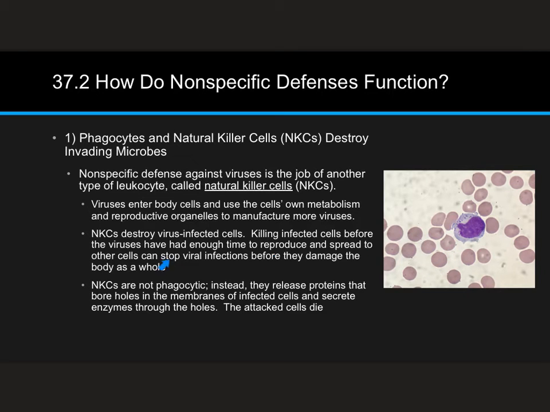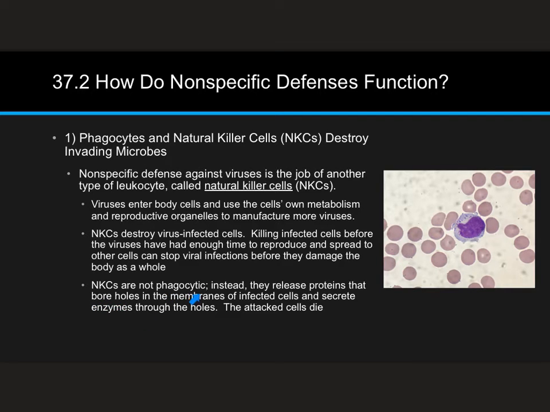Killing infected cells before the viruses have had enough time to reproduce and to spread to other cells can stop viral infections before they damage the body as a whole. So basically, they see a cell's getting sick, they realize that it's malfunctioning and making viruses, and it responds by going to kill them before they release a bunch of viruses.